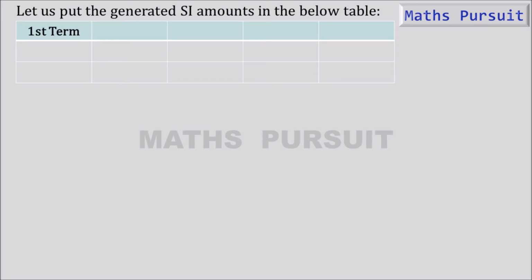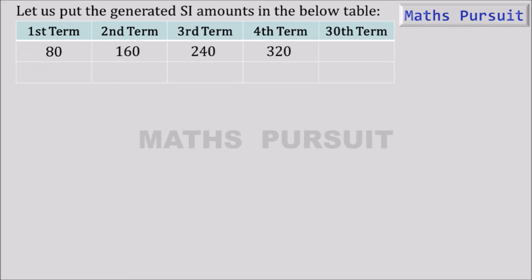Now putting first term to first cell, second term to second cell, third term to third cell, fourth term to fourth cell, 30th term to last cell. Putting 80 under first term, 160 under second term, 240 under third term, 320 under fourth term, and we need to find out the 30th term amount. So 80, 160, 240, 320 are the simple interest amounts at the end of first term, second term, third term and fourth term. And here we are going to find out the simple interest amount at the end of 30th term. Now naming A1 to first term, A2 to second term, A3 to third term, A4 to fourth term, A30 to 30th term. Common difference.